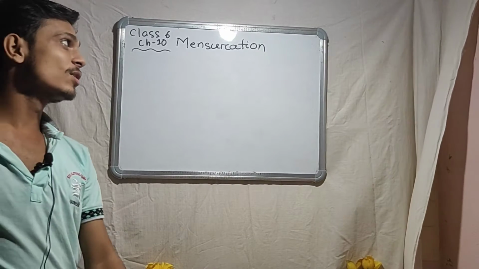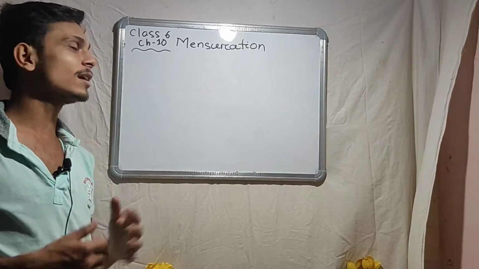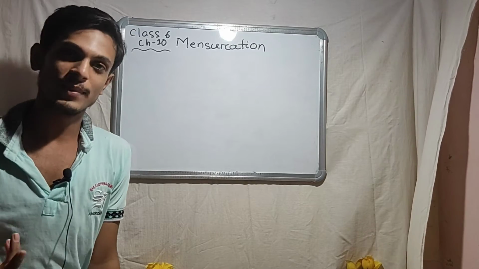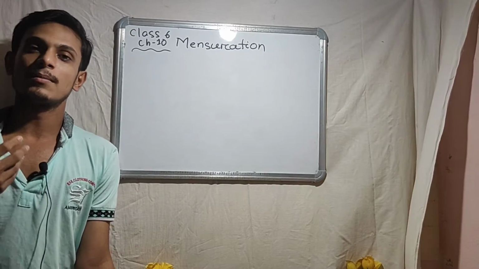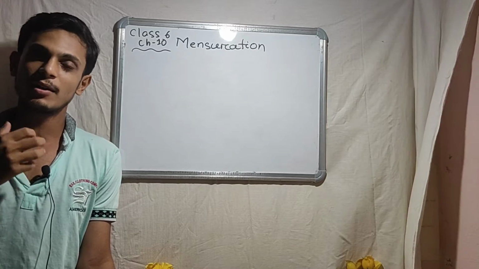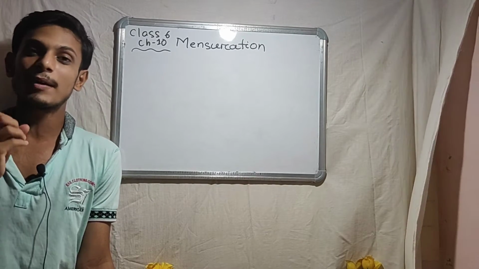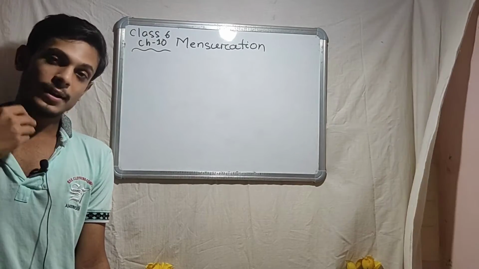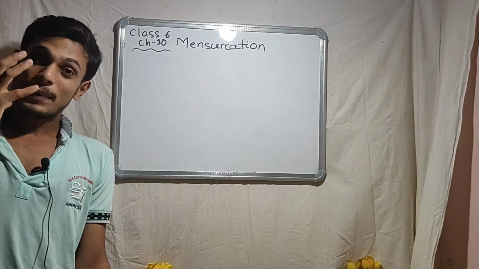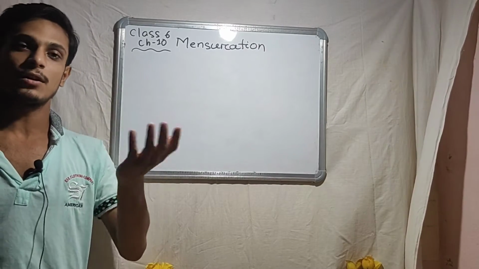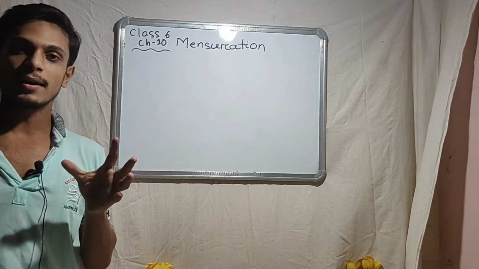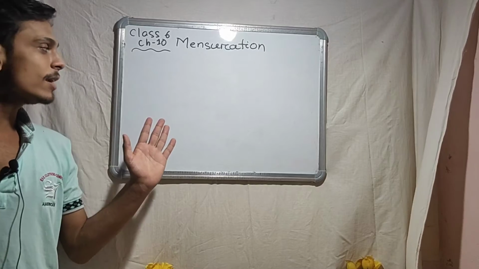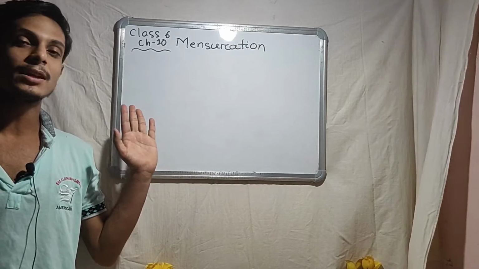This is part 2 of chapter 10 of class 6, that is mensuration. In your first video, we discussed what perimeter and area are, the concept of perimeter, and the difference between perimeter and area. In this video, we will discuss the perimeter of some closed figures, like the rectangle, square, triangle, and polygon, and how we can calculate the perimeter of such figures by using different formulas.